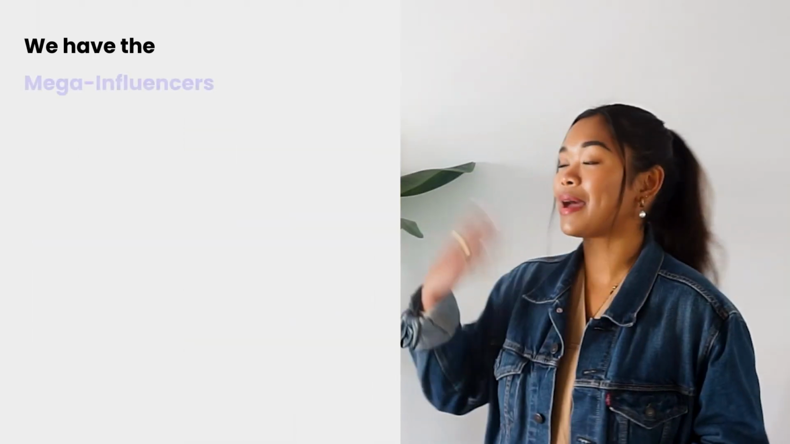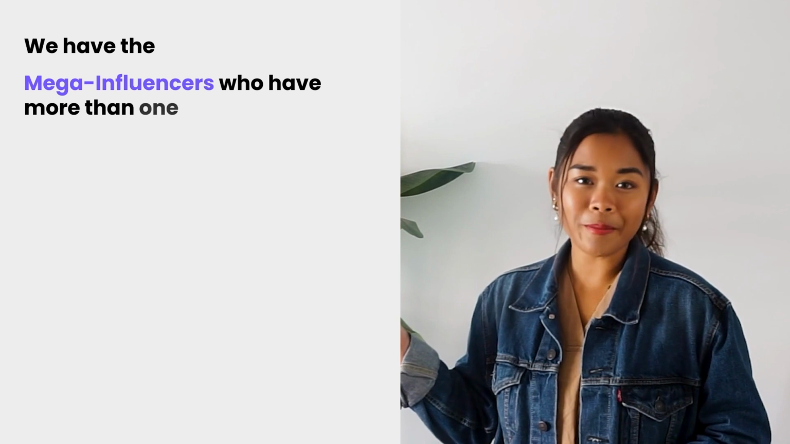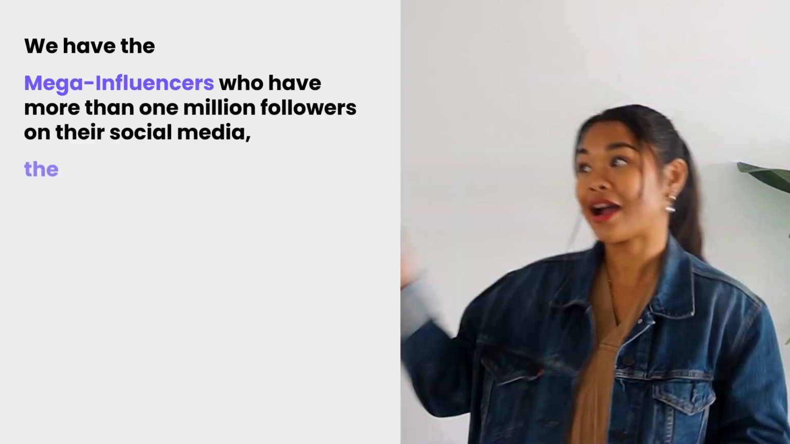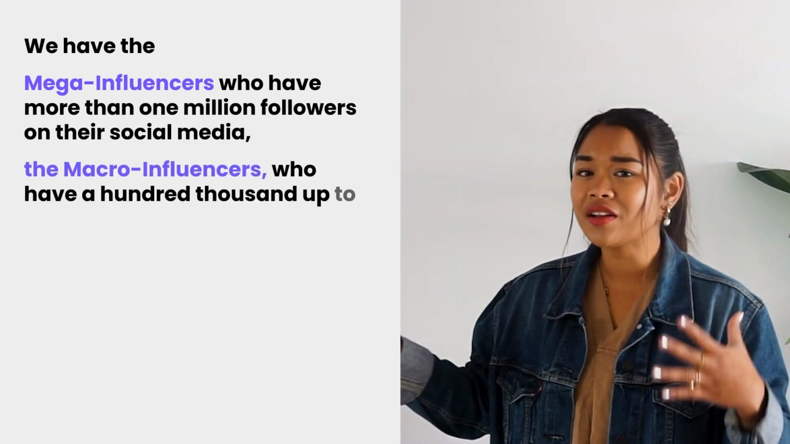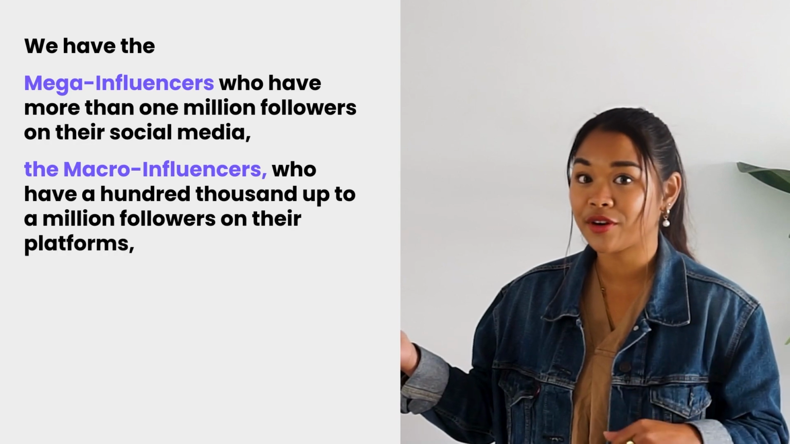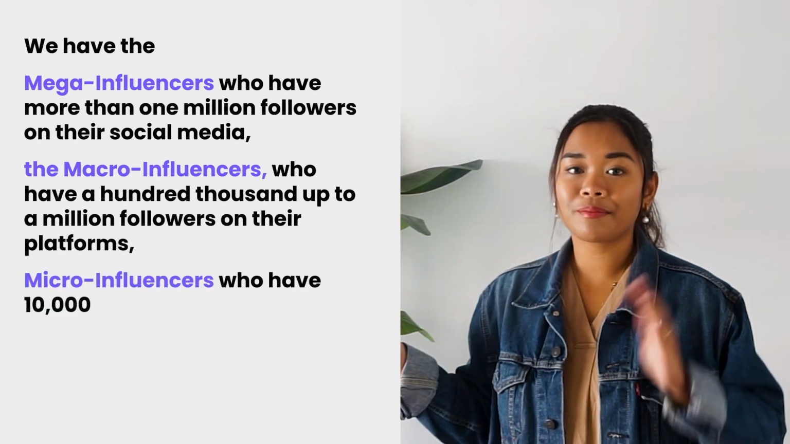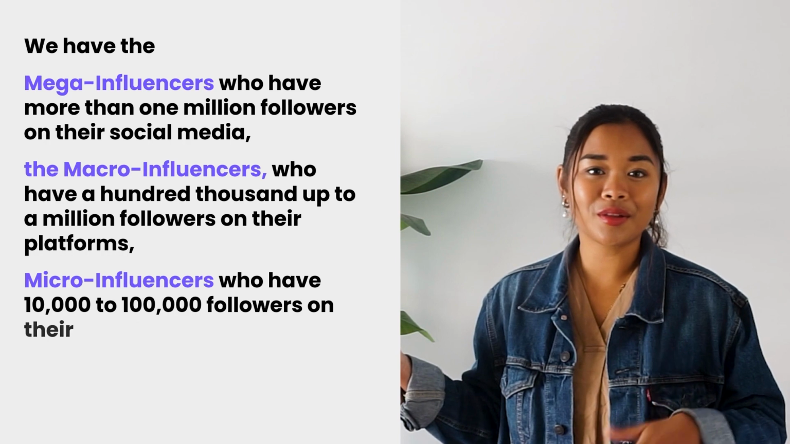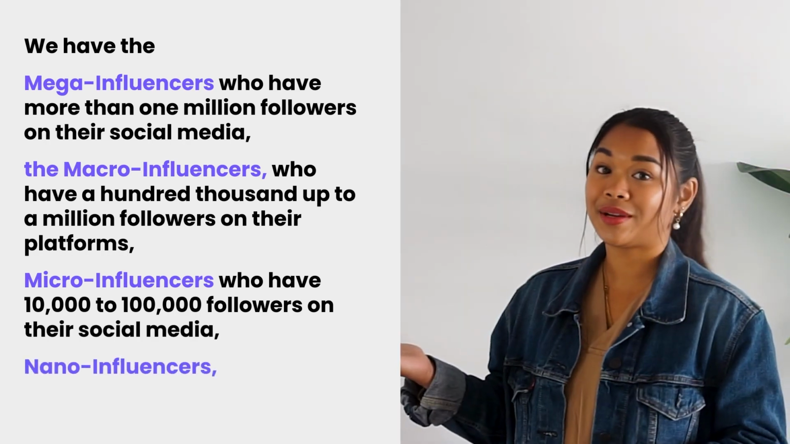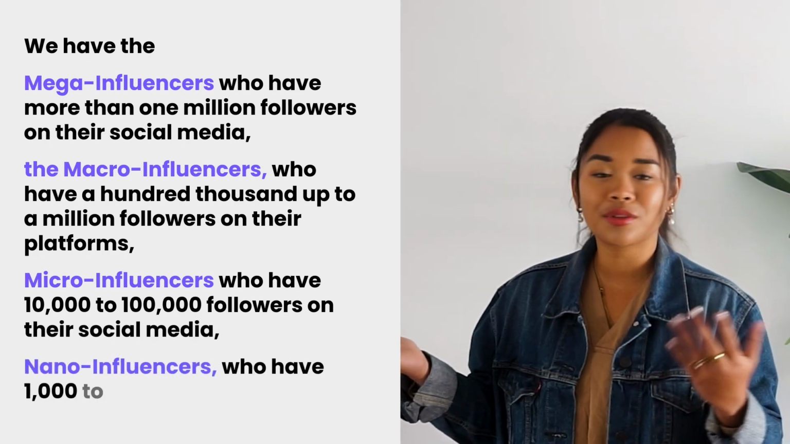Types of influencers in numbers. There are more people who can be an influencer, and you can identify them by the number of followers they have. We have the mega influencers who have more than 1 million followers on their social media, the macro influencers who have 100,000 up to 1 million followers on their platforms, micro influencers who have between 10,000 to 100,000 followers, and the nano influencers who have 1,000 to 10,000 followers.